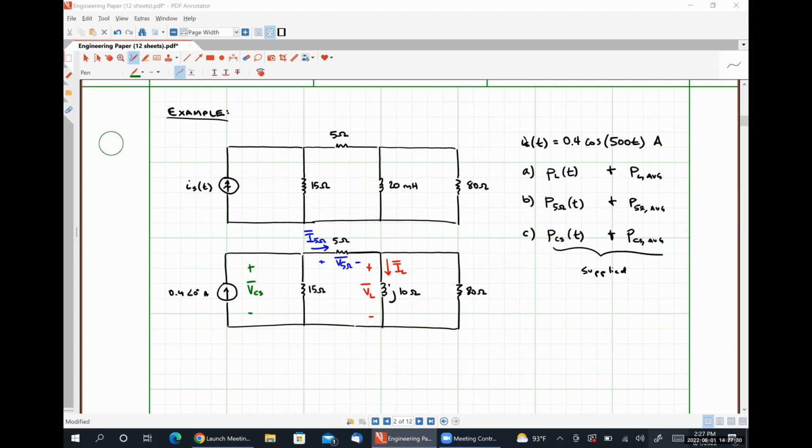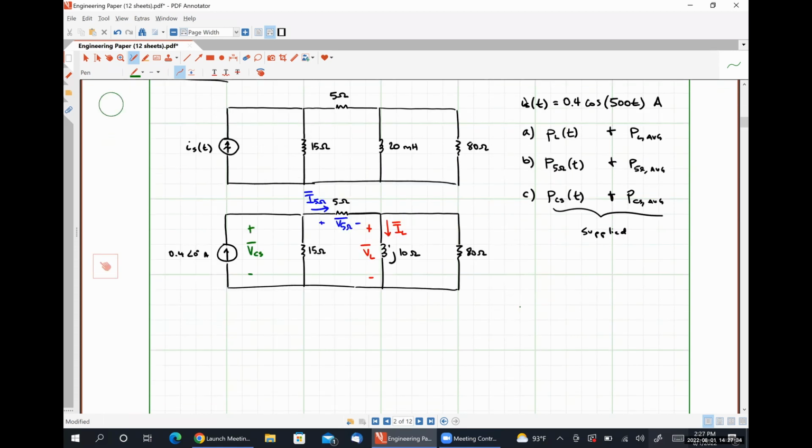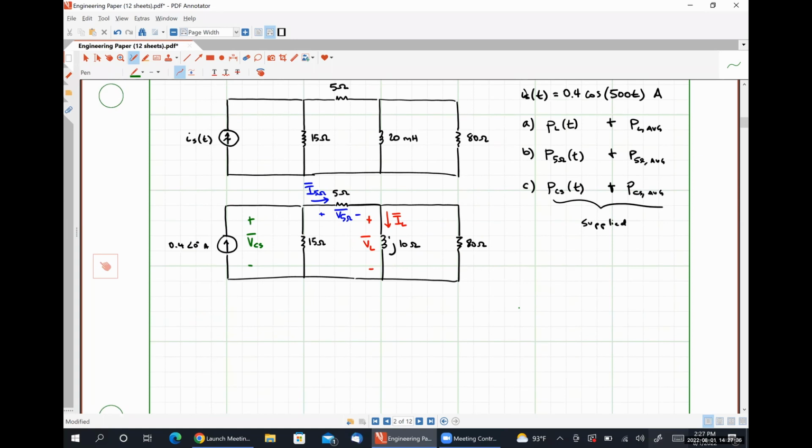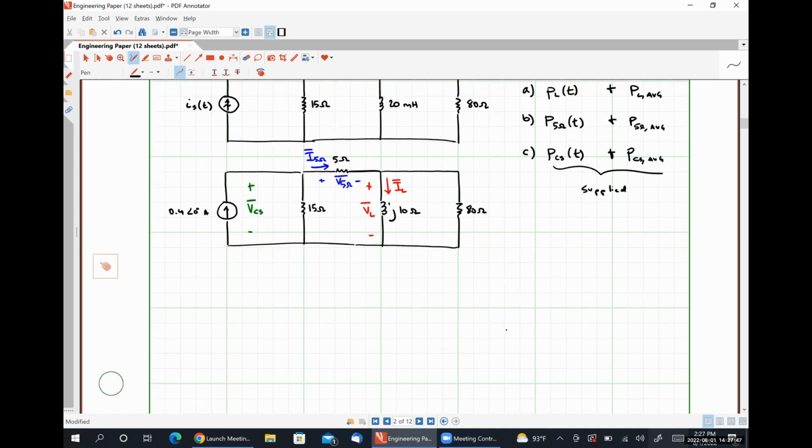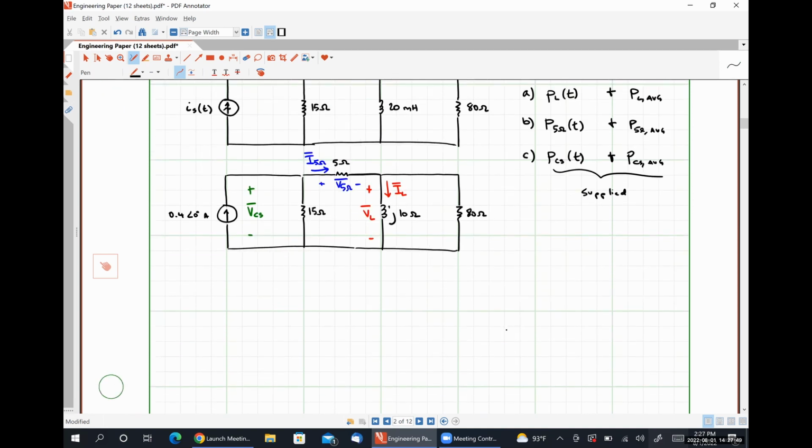Source transformation. All righty. So I personally think the source transformation here is probably the easiest way to do it, but it's probably one of the least obvious ways to do it as well. So I am going to perform my source transformation down here.